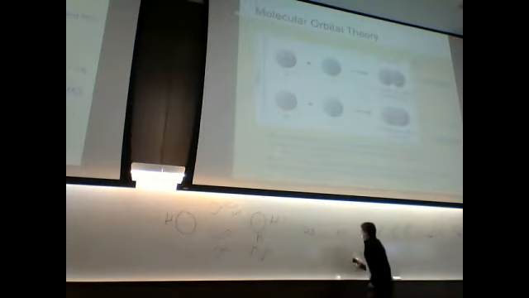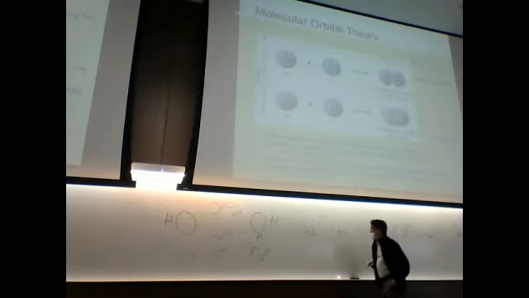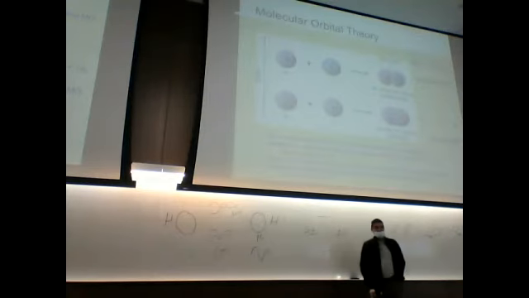These two are constructively interfering and giving an orbital like this, and this one is destructively interfering and giving an orbital like this. This is called an atomic orbital. This is also an atomic orbital. This is called a molecular orbital, and this is also a molecular orbital.